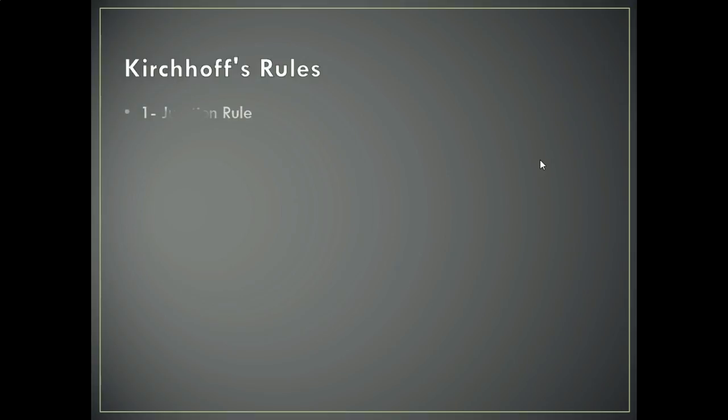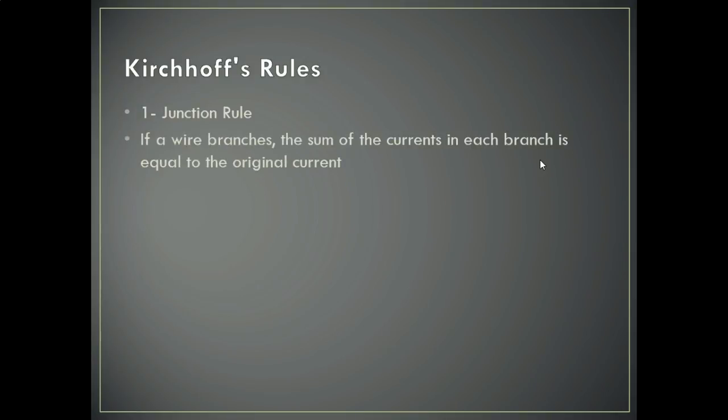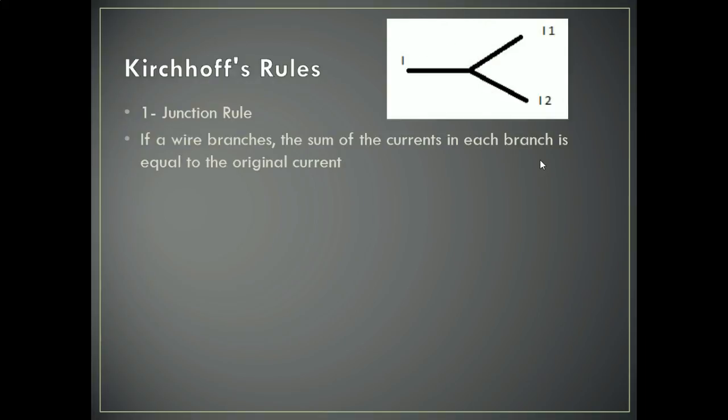The first rule is the junction rule. So basically, if a wire branches, the sum of the currents in each branch is equal to the original current coming in. So we have this little branch of wires here, so the current is flowing from left to right, and it gets to this branch here, and so it splits up, so basically the current I1 plus I2 must equal the current I.